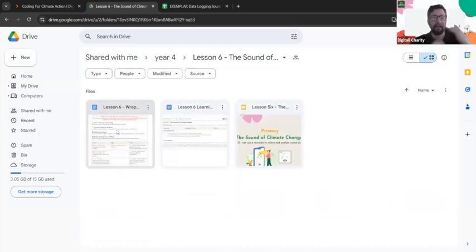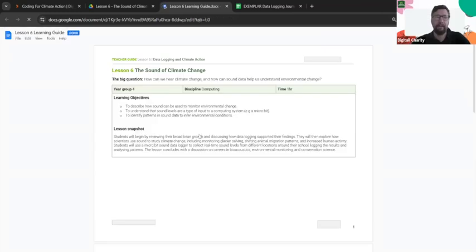So lesson 6 is kind of a wrap up of the unit of work, but the core data logging thing that we're looking at is this idea of sound, which I think is a pretty neat way to end the unit of work and a little different way to think about data logging and the environment, right?